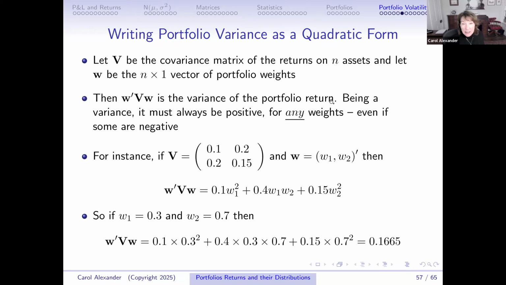So even if weights are negative, because you could look at short positions as well using weights, so they could be negative. But whatever they are, the covariance matrix must be such that W prime VW is a positive number. So here's an example of a covariance matrix, and if you spell it out with arbitrary weights, W1 and W2, it's going to be this quadratic form. Previously, we looked at that with X and Y, and now we're looking at it with weights W1 and W2.